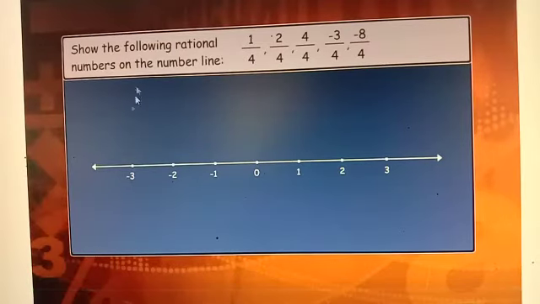Now let's see how to show the following rational numbers on the number line. These are rational numbers in the form of p upon q. Here we have 1 upon 4, 2 upon 4, 4 upon 4, minus 3 upon 4, minus 8 upon 4. Since the denominator is the same, 4, we will divide each unit of this number line into 4 equal parts.